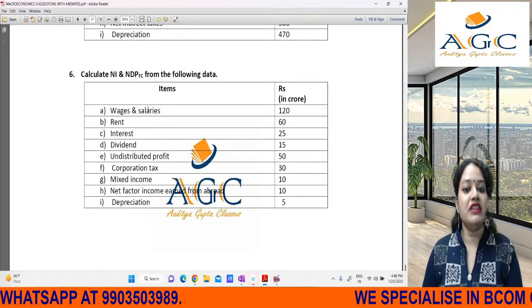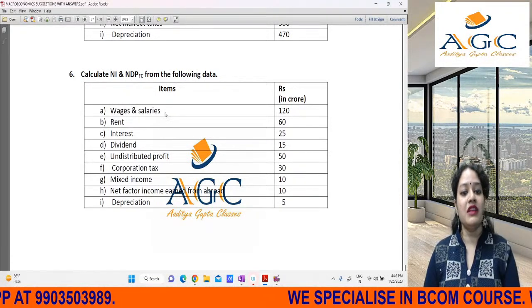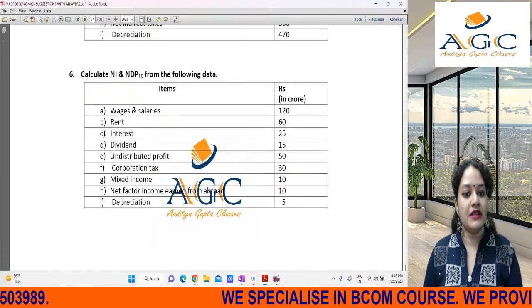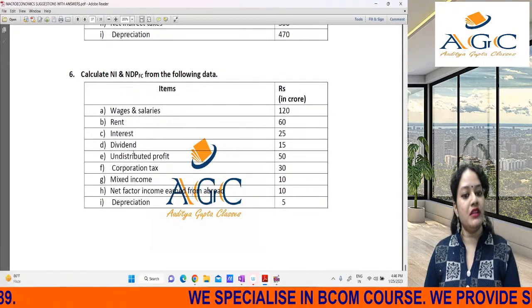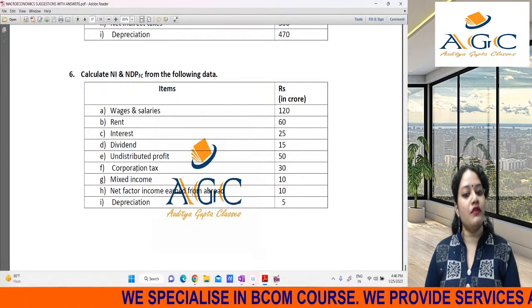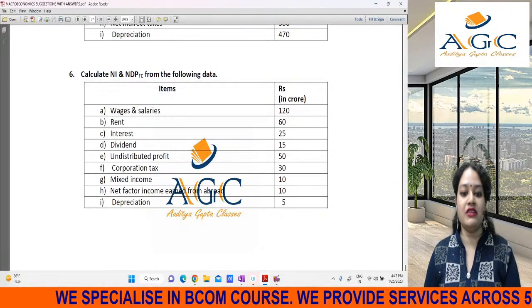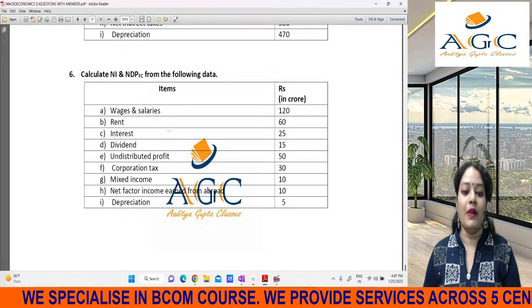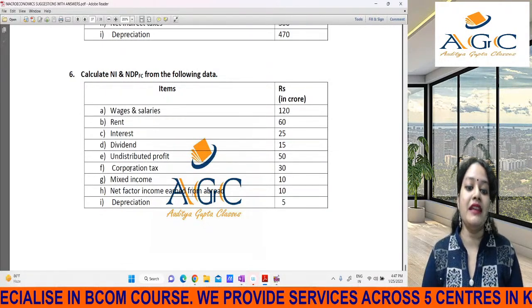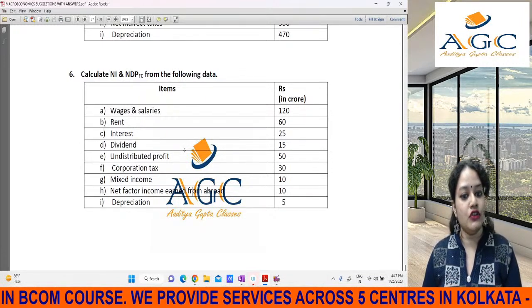Because see, in this question it is not given through which method, but if we look at the table, wages and salaries, it comes under what? It comes under your compensation of employees. Then rent comes under your operating surplus. Interest comes under your operating surplus. Dividend also comes under your operating surplus. Undistributed profit comes under your operating surplus. We will take corporation tax, yes or no? No, we won't be taking corporation tax. Then comes your mixed income. Like I said, mixed income will be given to you as a whole.